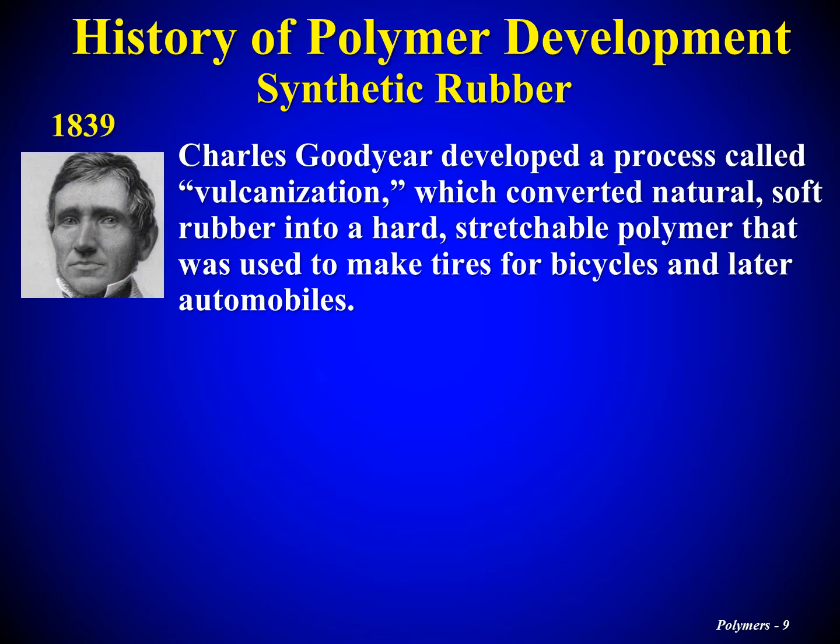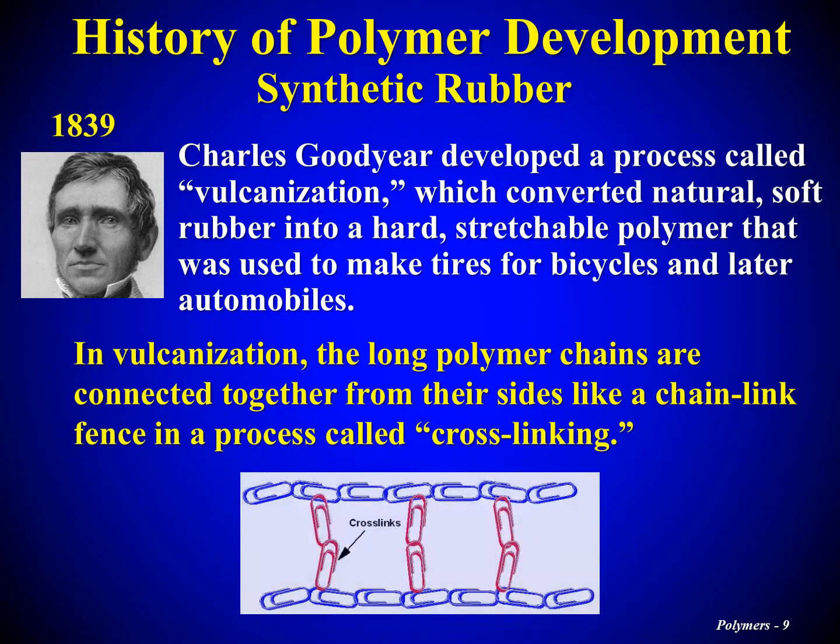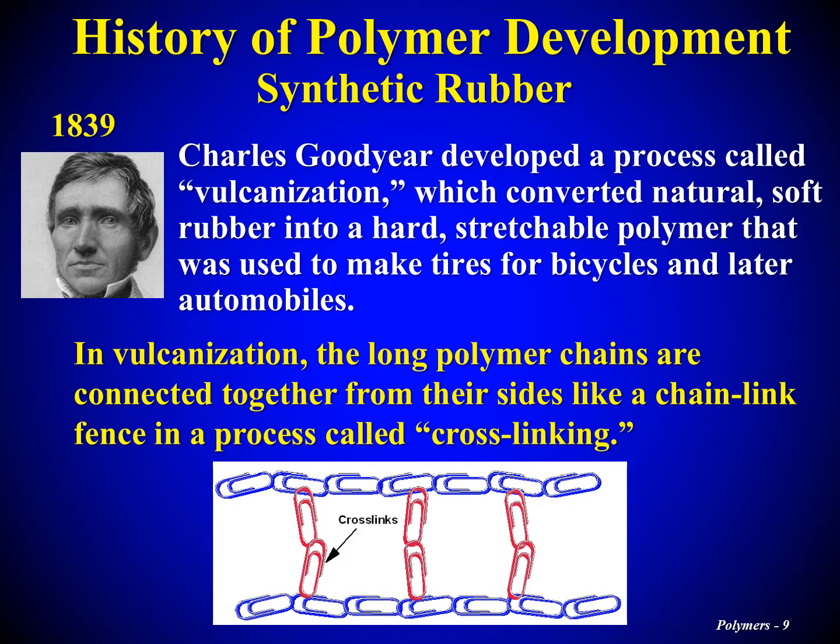In 1839, Charles Goodyear developed a process called vulcanization. This process enabled soft, gooey, natural rubber to become a hard, stretchable polymer that was used to make bicycle tires, and later automobile tires. In the vulcanization process, the long polymer chains are connected together from their sides like a chain link fence. Today, this process is called cross-linking.